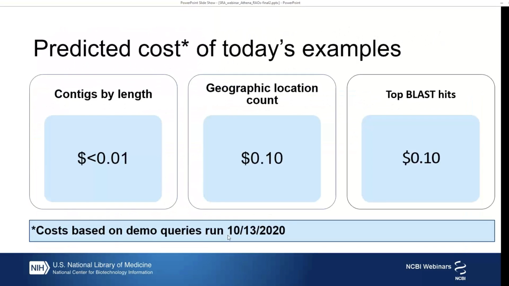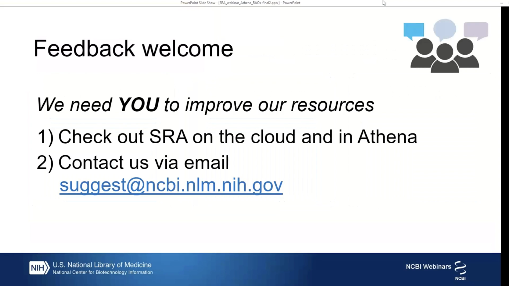So the queries are also included here in the presentation, and that's available for download. A quick note on cost. This is the predicted cost of today's examples in Athena. So the first query I did, which was contigs by length, cost less than a penny. The other two, the geographic location count and the top blast hits, were both a little under 10 cents. These are the costs based on current Amazon pricing that could change at some point in the future. But as you can see, it's pretty easy and cheap to get started, just get your feet wet here. So if this is something you're interested in, I'd certainly encourage you to do that.